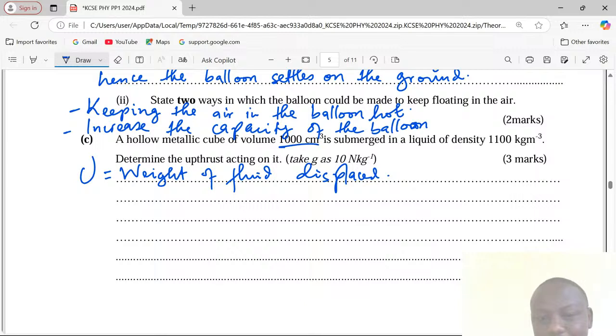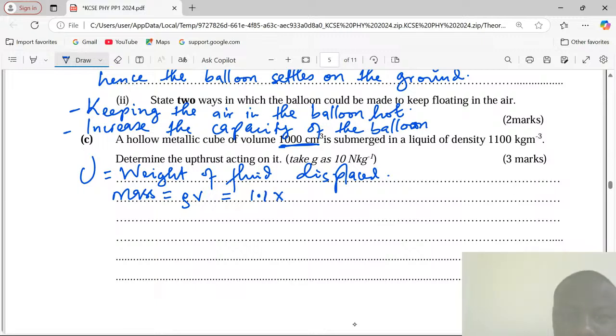Weight of the fluid displaced. So if the volume of the metallic cube is 1,000 cubic centimeters, then it shall displace the same volume, but of a liquid now, whose density is 1100. Therefore, we can say that mass is usually given by density times volume. So can we talk of a density of 1.1 and a volume of 1,000?